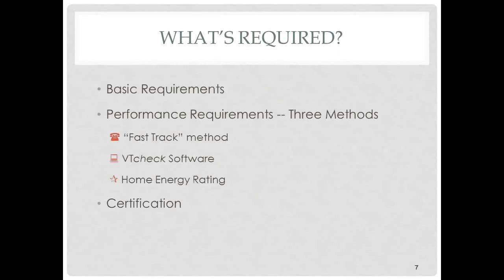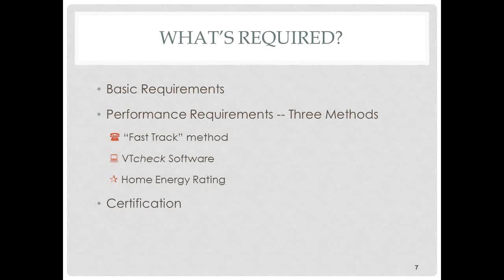One way that I encourage folks to think about how this process works is that there are essentially 3 separate things that the builder needs to do, and we'll talk about each one of them. The first one is what we call the basic requirements. There are a list of 12 or 15 things that more or less all houses in Vermont need to do. So we'll run through those very briefly in this presentation.